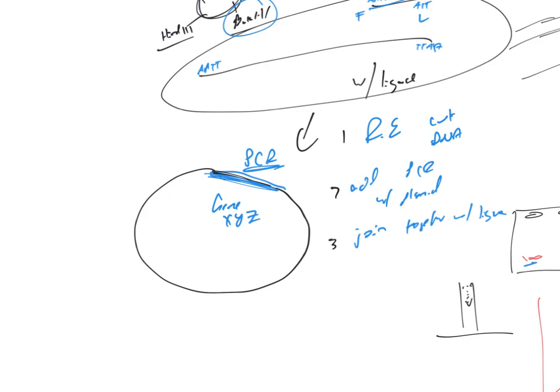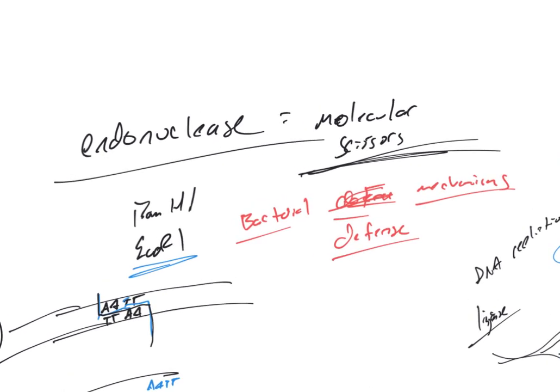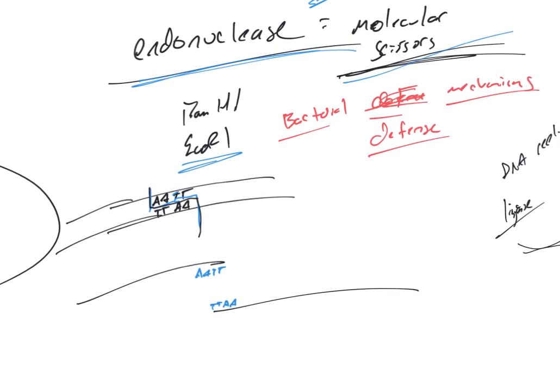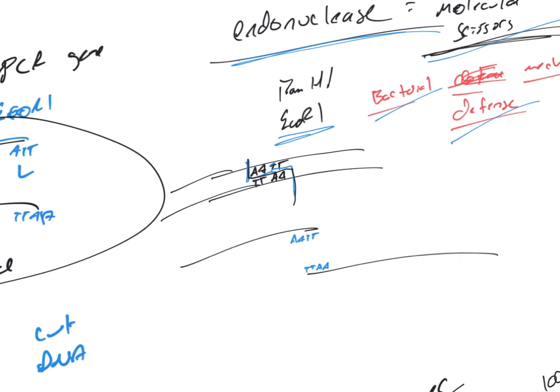Okay? So, what do you need to know? Endonucleases. These are proteins. They're enzymes, and they cut DNA at specific locations. They're molecular scissors. They come from bacteria. They're a viral defense mechanism in bacteria. And when they cut, they leave sticky ends.